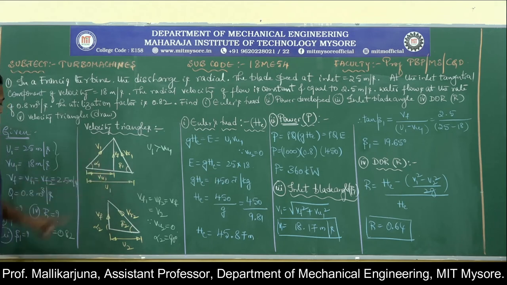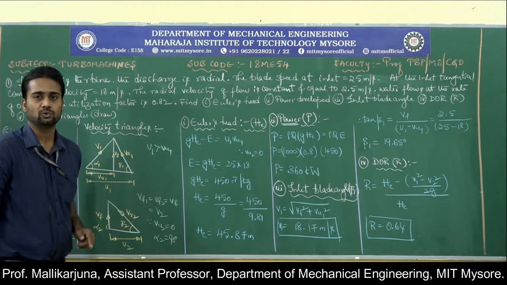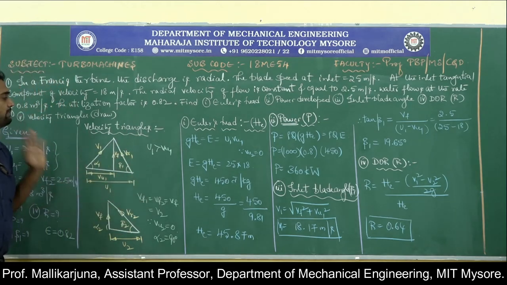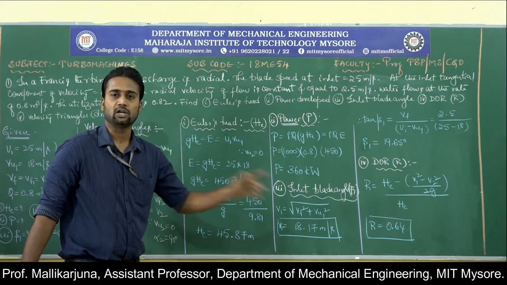So the question asks for the inlet blade angle, which is only beta 1. I need to find beta 1 by using this velocity triangle. Velocity triangles are written to look at blade angles only. So the very first part of the problem is over now. We have written the velocity triangle. Let us look at the various unknowns now.